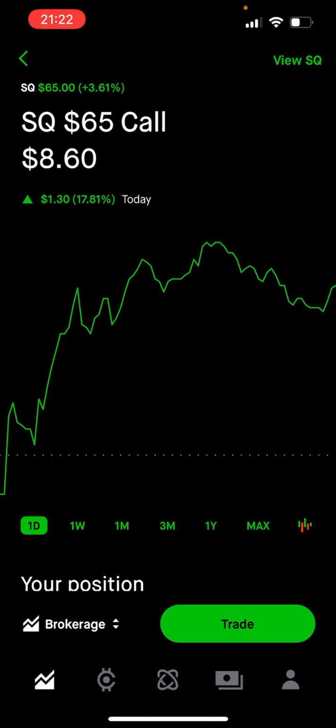So to calculate your intrinsic value, you're going to take the current price of Square and subtract your contract price. So this would be the current price of $65 minus the contract price, which is $65. So we'd get 0 for our intrinsic value. And then for the extrinsic value, we have $8.60. So this stock still has a lot of extrinsic value on it.